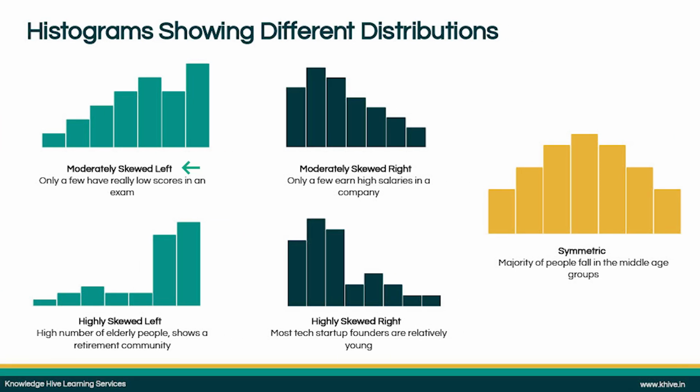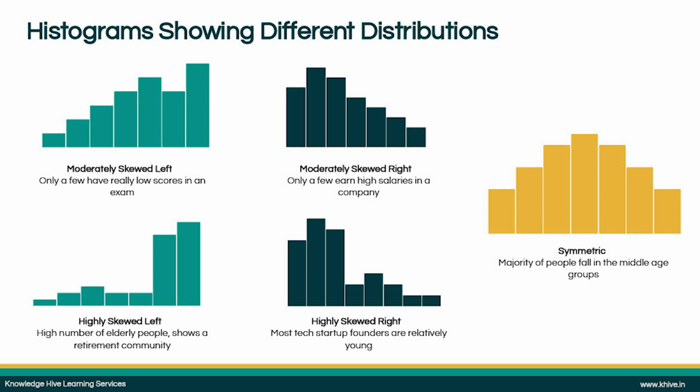A histogram that's moderately skewed left. That means most of the values are higher, clustered on the right, but there's a tail stretching out to the left from a few low outliers. Exactly. Maybe scores on an easy exam where most people did well, but a few scored poorly, pulling the average down slightly. Or the age distribution in a retirement community, lots of older folks, fewer younger ones. And highly skewed left would just be a more extreme version of that.